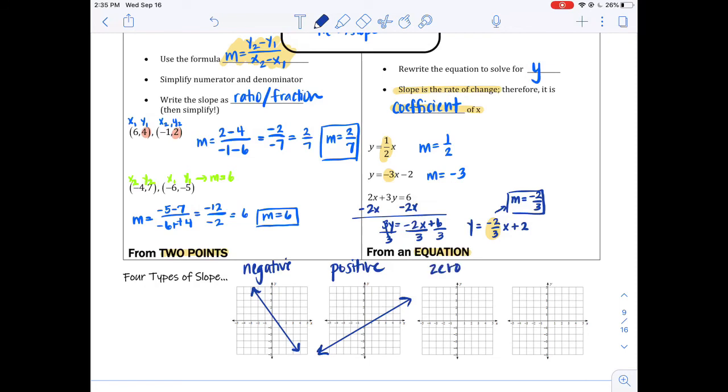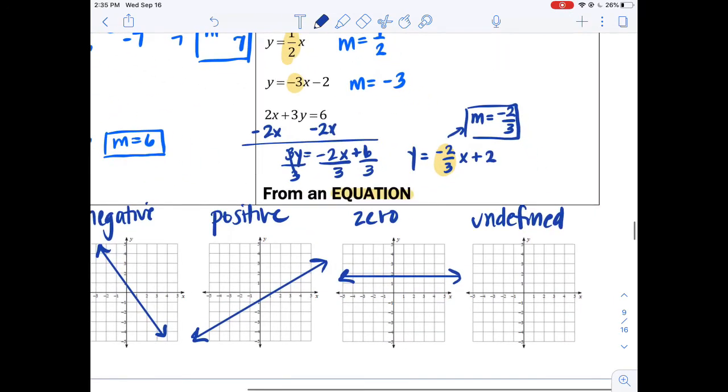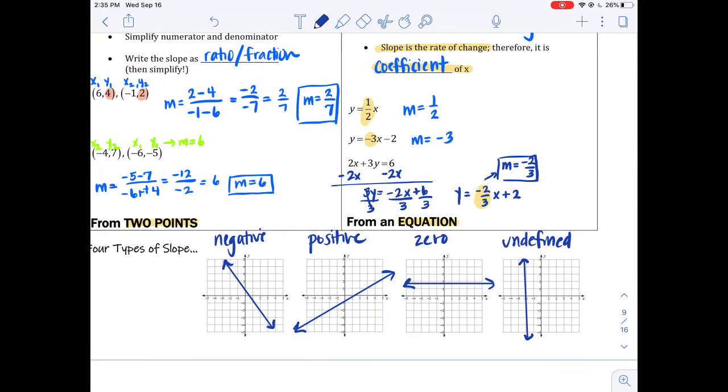So one special case is a slope of 0. So think about that. That means an incline of 0. So we have a horizontal line. We also have a slope that's undefined. And what that means is that it's going to be a vertical line. And so in the next few examples, we're going to figure out how do I know when I have a slope of 0 or undefined.